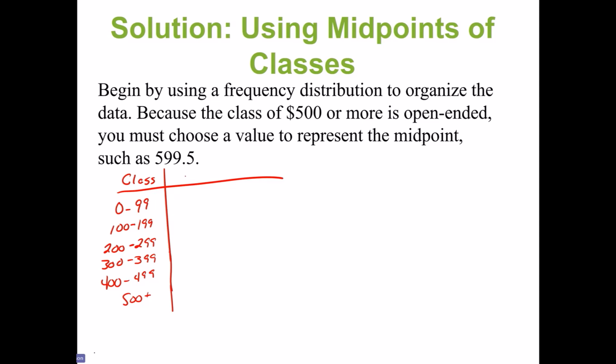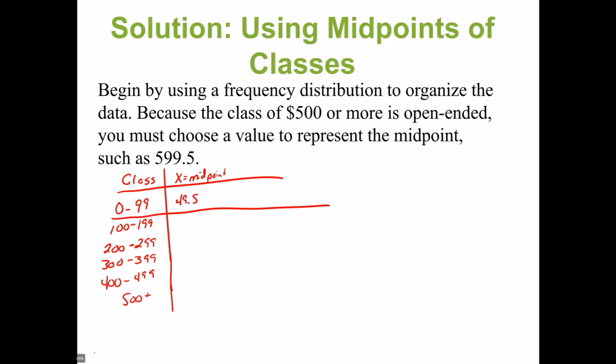So when we calculate those midpoints, I'm going to call those midpoints X, because we're really going to use those as our data values. So who remembers how do we calculate a class midpoint? Add them up, divide by 2. So 0 plus 99 divided by 2 gives us the midpoint of 49.5.